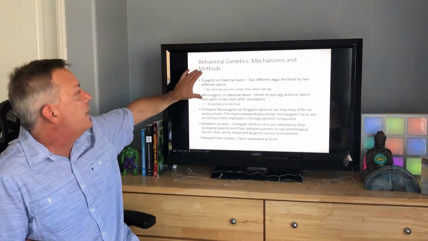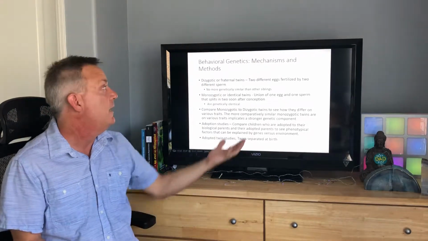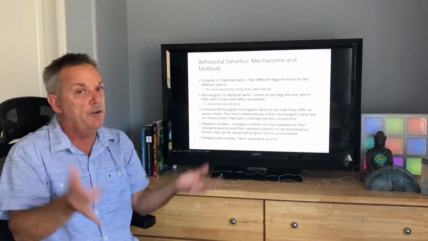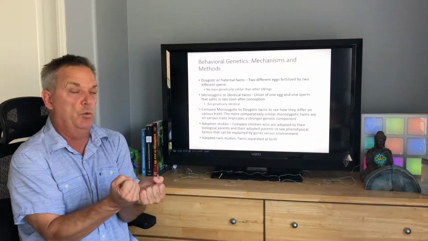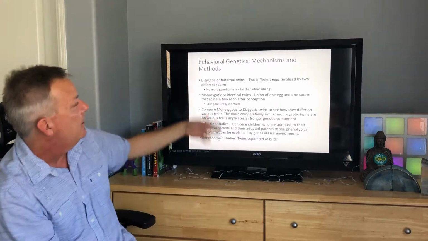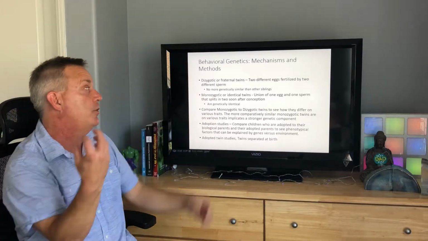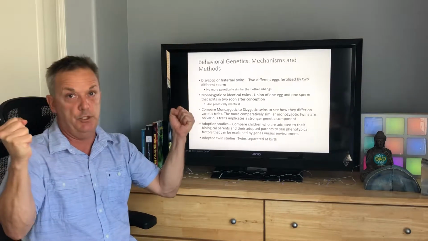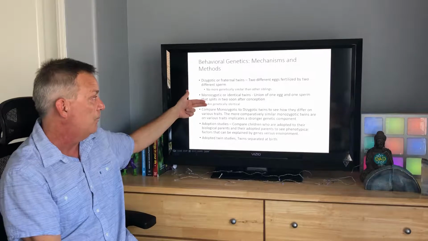Some terms right here. We've got dizygotic, also known as fraternal twins, and those are two different eggs fertilized by two different sperm. So they are no more genetically similar than other siblings, except they're born in the womb, like giving each other high fives and stuff. But then there's the monozygotic, or identical twins, where you have the union of one egg and one sperm, but the zygote splits into two right after conception, and they are literally genetically identical.